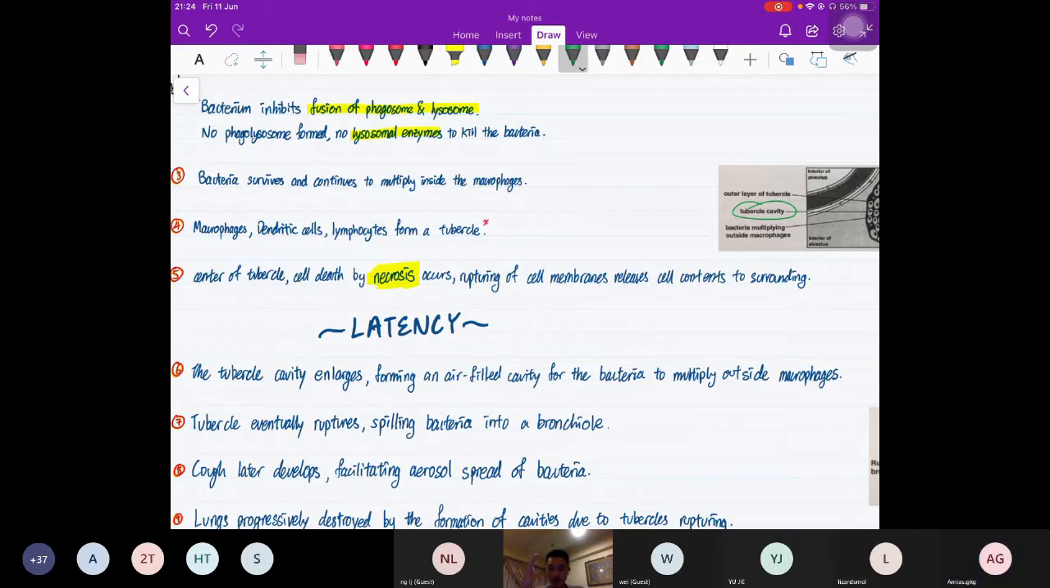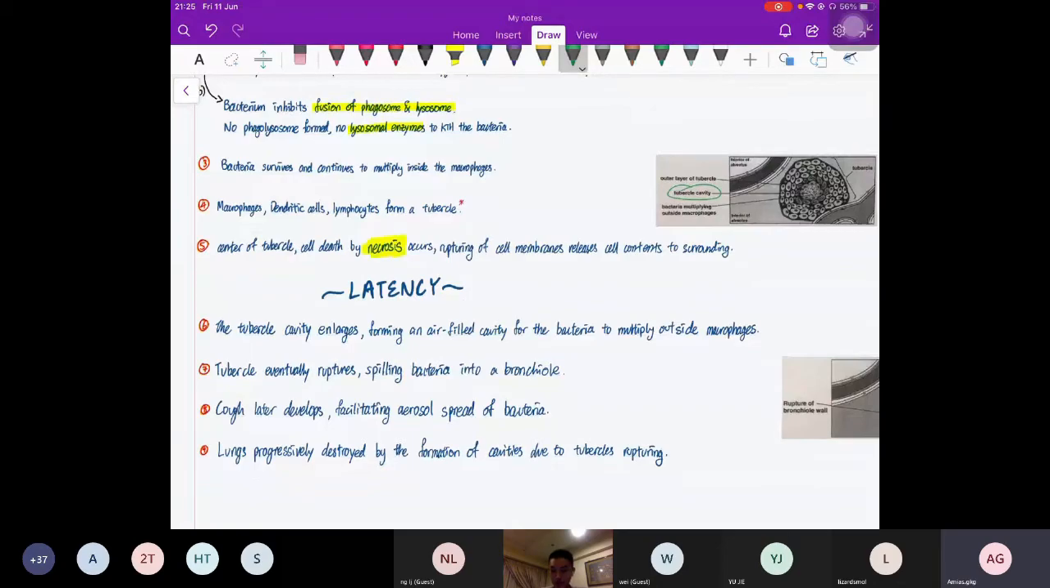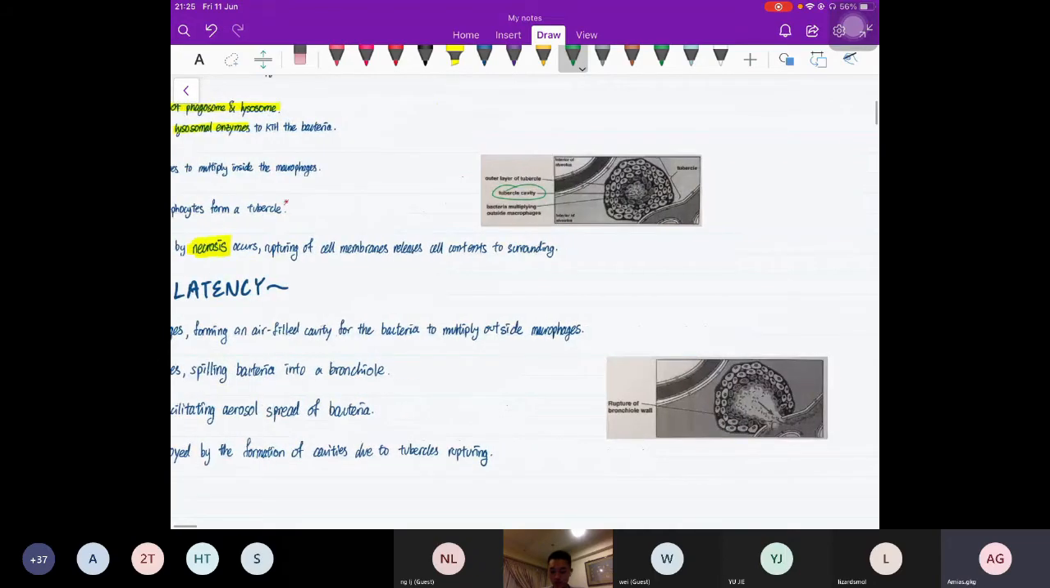It no longer has to infect your macrophage to be able to multiply. Then your tubercle eventually ruptures, and when it ruptures, your bacteria is just going to go everywhere.